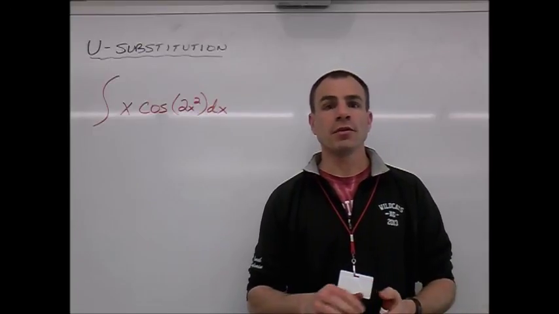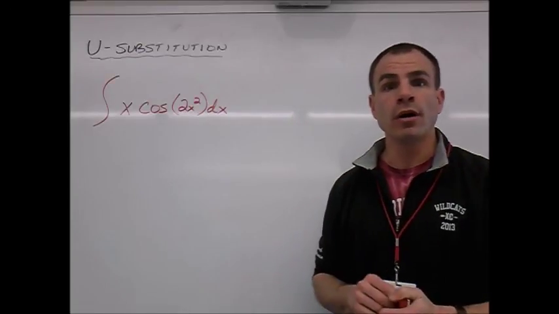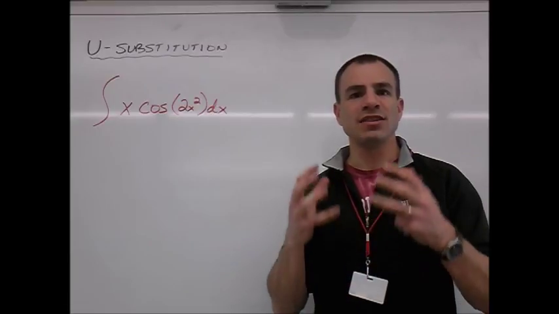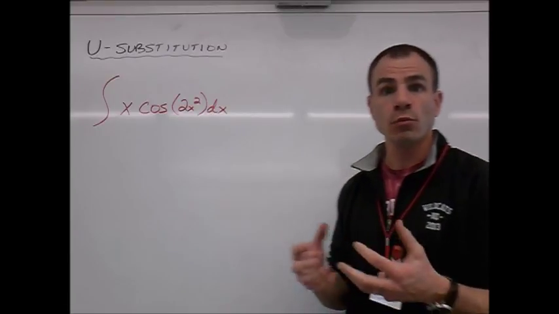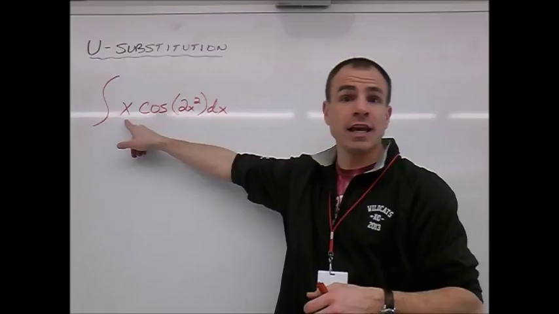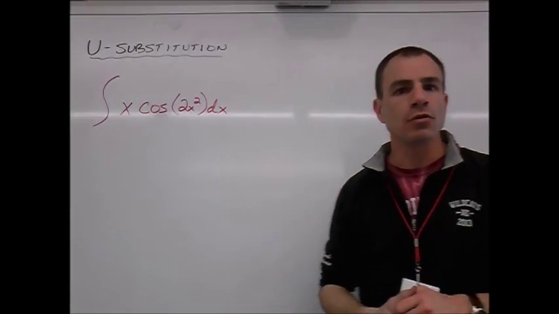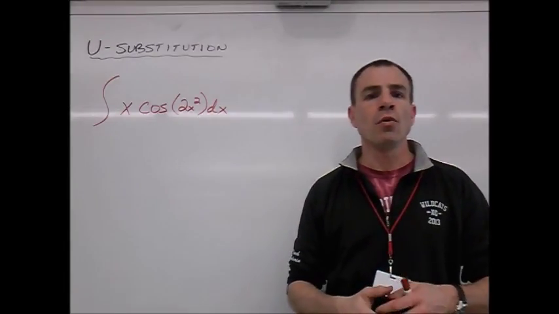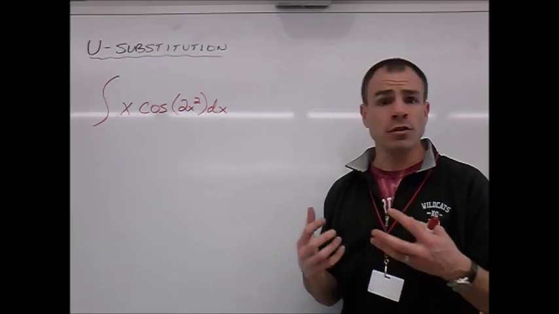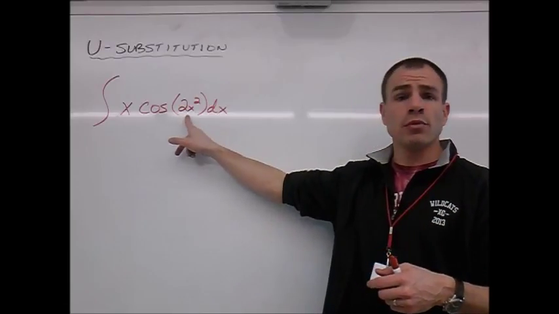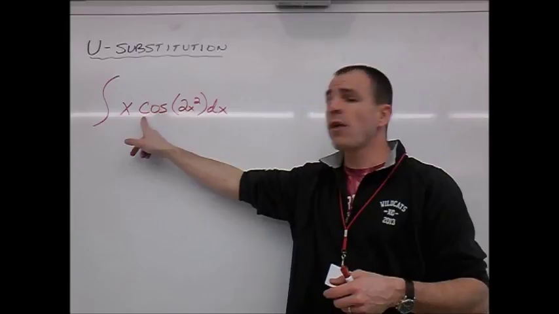Okay, back with another example. This one's a little bit more work, but it's that same idea. You see here we have a little more extensive of a function. We're looking to take the antiderivative of x times the cosine of 2x squared. So we've got a couple things going on here. We're taking the cosine of something pretty ugly, and then we've also got a product happening here.